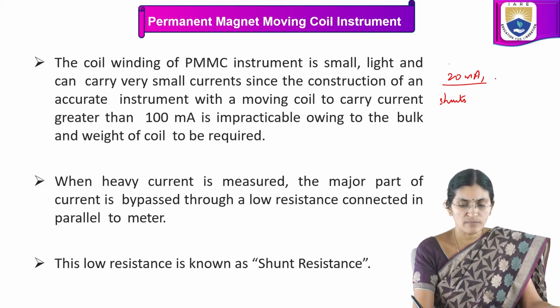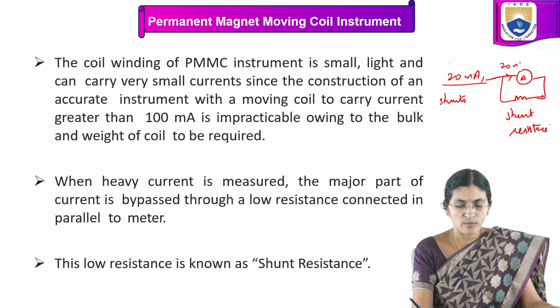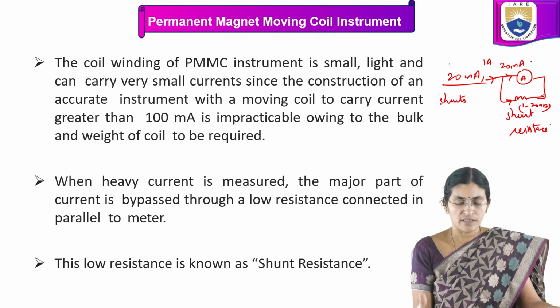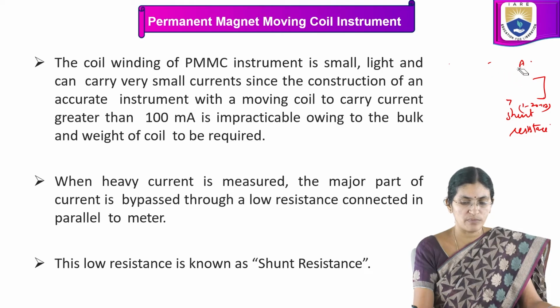This is done by connecting this meter in parallel with a resistance called shunt resistance. This can carry only 20 milliamperes. If we want to measure a current of 1 ampere, the remaining 1 minus 20 milliamperes will flow in the shunt resistance. In this way, we can extend the range of the PMMC instrument, which is to be used as an ammeter.